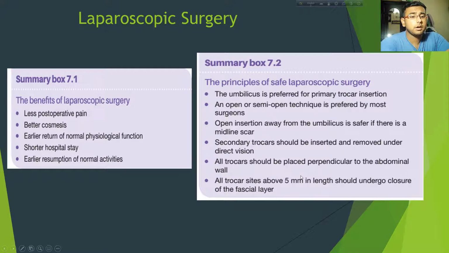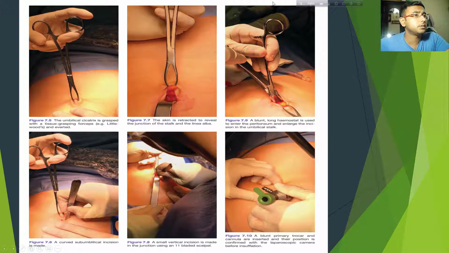Now I am going to show you the place of primary trocar placement. This is the umbilicus, so an infraumbilical incision was made, the layers were exposed one by one, and then the trocar is inserted. Later on we will make a video about laparoscopic simulation and trocar insertion.